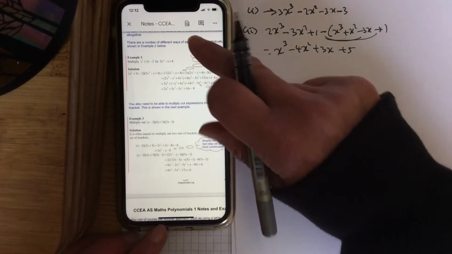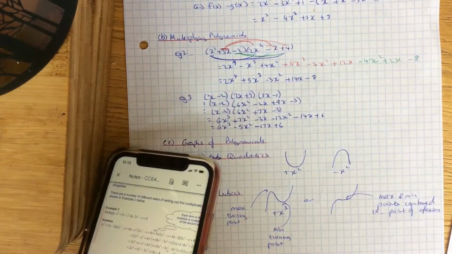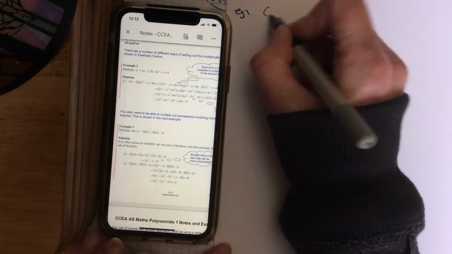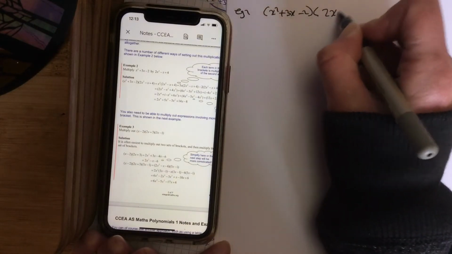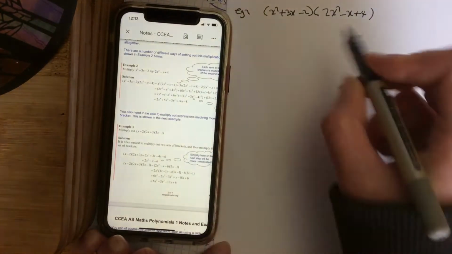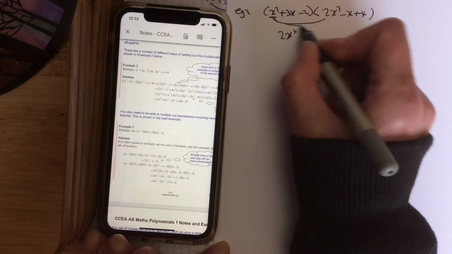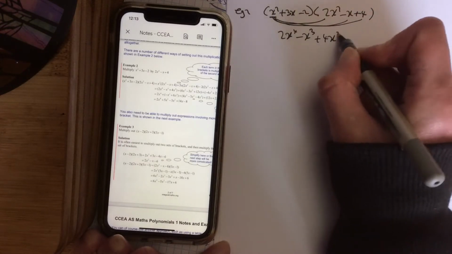The next wee section is multiplying polynomials. So if you look at my notes, you will just see me do the 2 examples. So I'll just run through that with you now, just to check that you're happy enough with it. So example 2, multiply x squared plus 3x minus 2 by 2x squared minus x plus 4. Notice why I put brackets around it, because there's more than one term. Just take your x squared through. 2x to the 4 minus x cubed plus 4x squared.